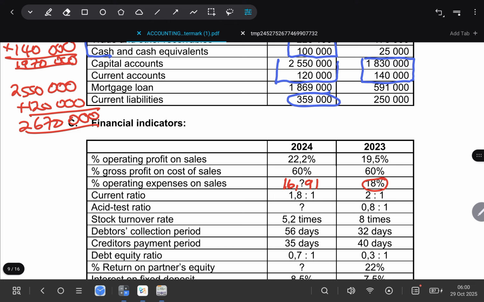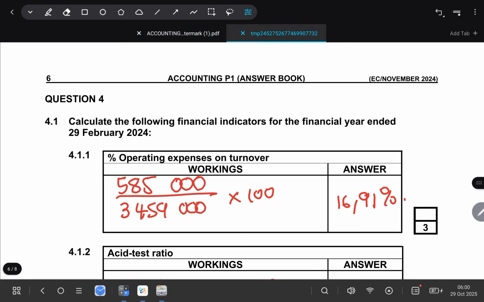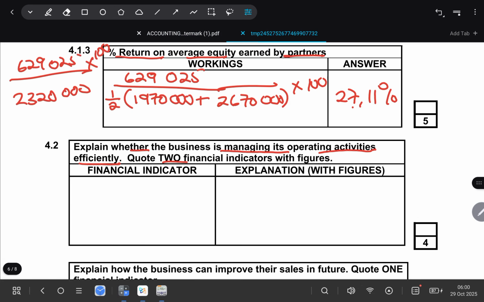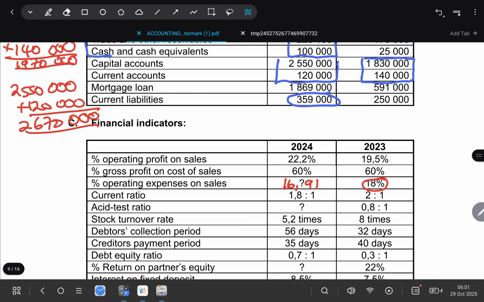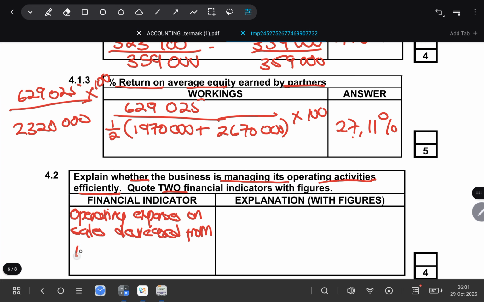So let's start with operating expenses. I'm going to mention that ratio here: operating expenses on sales. Remember, it must decrease, this one. So it decreased from 18% to 16.91%. So it means that their expenses from last year to this year have actually gone down.